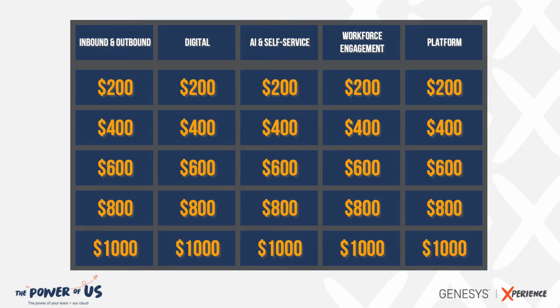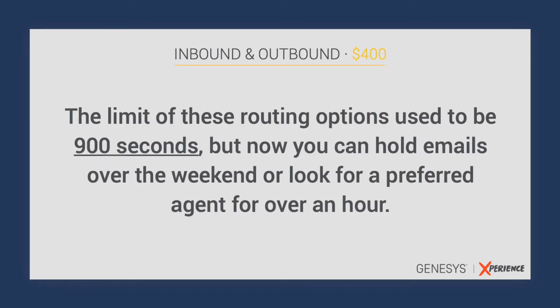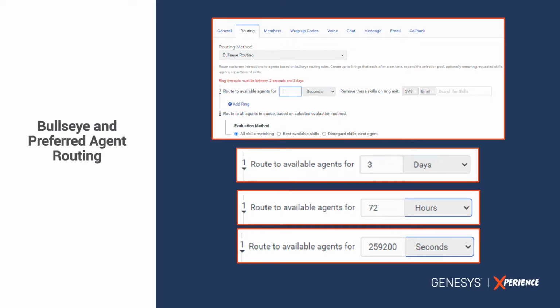Let's keep it in this channel and go to 400. Great. The limit of these routing options used to be 900 seconds, but now you can hold emails over the weekend or look for a preferred agent for over an hour. What are bullseye and preferred agent routing? Keeping interactions routing for more than 15 minutes has never been easier. Users can now hold interactions in a routing ring for up to 3 days, 72 hours, 259,000 seconds.